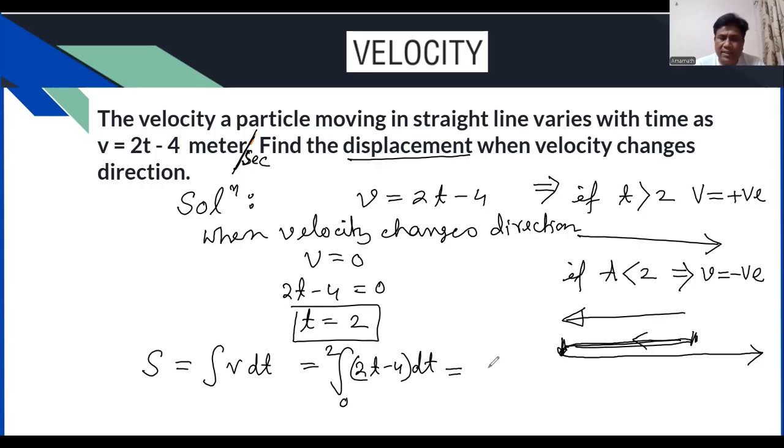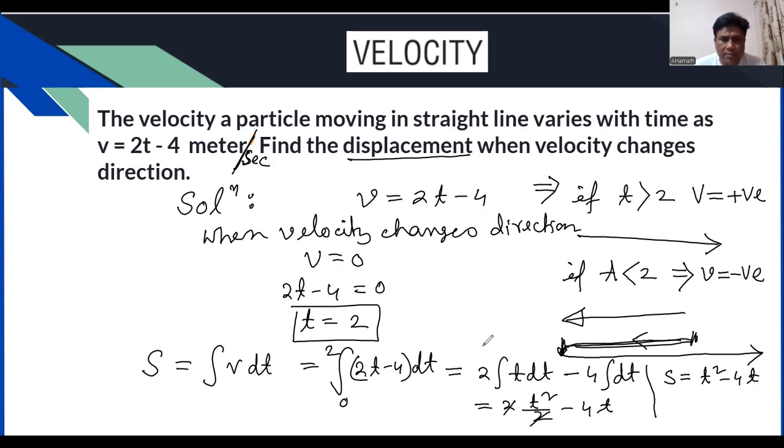I think the rest of the integration can easily be done. It will be the integral of 2t dt minus 4 times the integral of dt. So it will be 2t square by 2 minus 4t. Ultimately displacement will be t square minus 4t. But you have to put the value 2. So this will be 2 square minus 4 into 2. So the answer is minus 4. 2 twos are 4, 4 twos are 8. And it makes sense also.